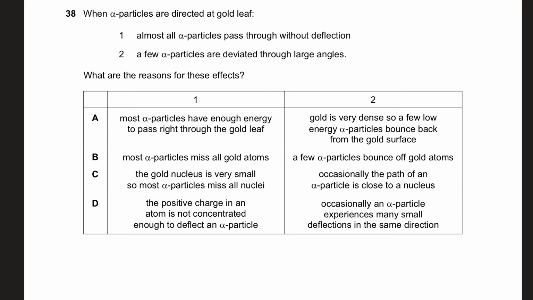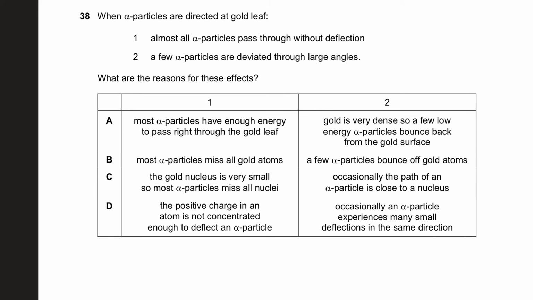So what are the reasons for these? It's option number C, pretty clear. The gold nucleus is very small, so most alpha particles miss all the nuclei. Occasionally the path of an alpha particle is close to a nucleus and hence it deflects.